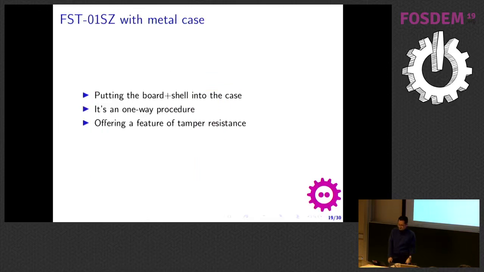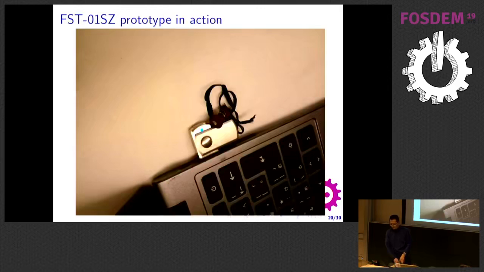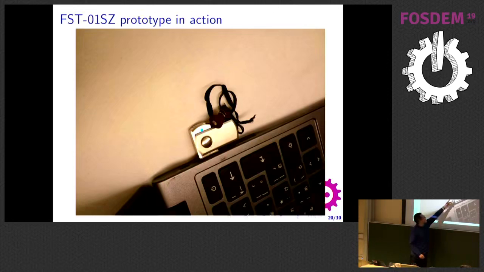And the FST-01 ShenZhen version with metal case is considered to have a very good feature against tampering. It has a feature of tamper resistance because it is a one-way procedure to put a shell into the case. And this is the photo. FST-01 ShenZhen version in action. This is the metal case, and it has a hole for the LED.